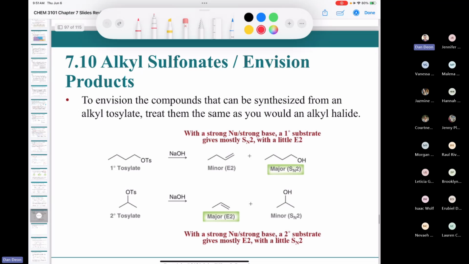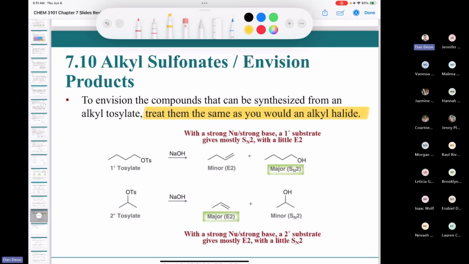So let's say you have a primary tosylate, and you treat it with a strong base, strong nucleophile. It means the SN2 is going to predominate, but you're also going to get some elimination. If you have a secondary tosylate, again, treat it just like a secondary alkyl halide. If you treat it with a strong base, strong nucleophile, the elimination is going to predominate, but you're going to get some substitution. You treat them the same way as you would an alkyl halide.